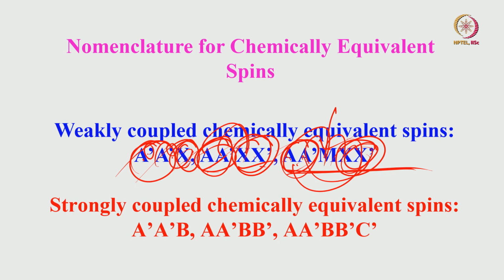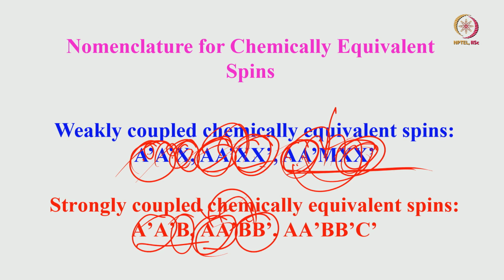Same thing, if they are strongly coupled, it is A prime B. A prime B means A and A prime are chemically equivalent, they are themselves strongly coupled, plus it is coupled to another proton which is next, which is B, to which it is strongly coupled. A prime B prime means A prime are chemically equivalent, B prime are chemically equivalent, between them there is a strong coupling. Because they are chemically equivalent, there may be a coupling, and A and B are strongly coupled, A prime B are strongly coupled, like that.